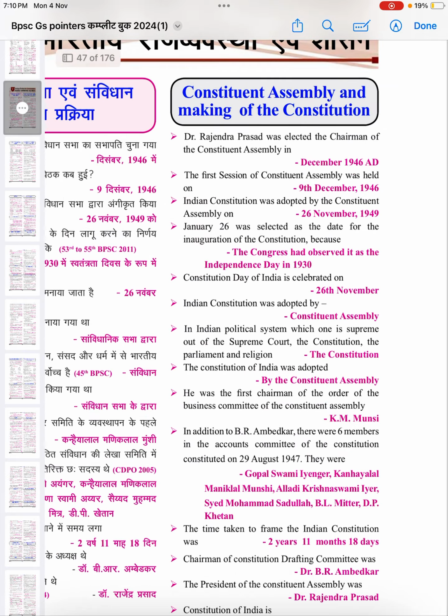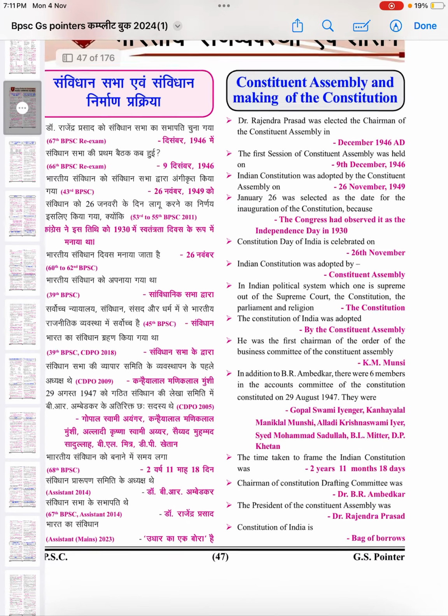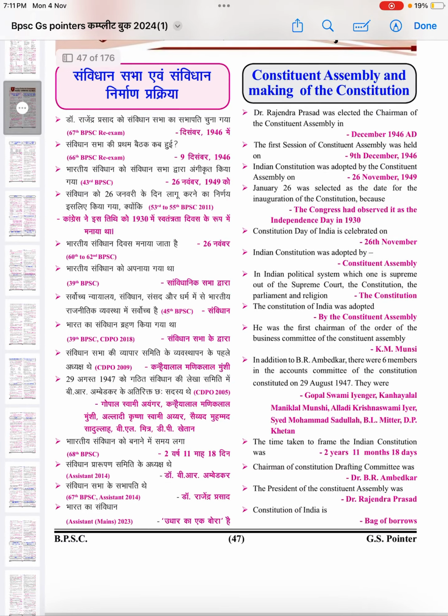First, Dr. Rajendra Prasad was elected the chairman of the Constituent Assembly in December 1946. The first session of Constituent Assembly was held on 9 December 1946. Indian Constitution was adopted by the Constituent Assembly on 26 November 1949.